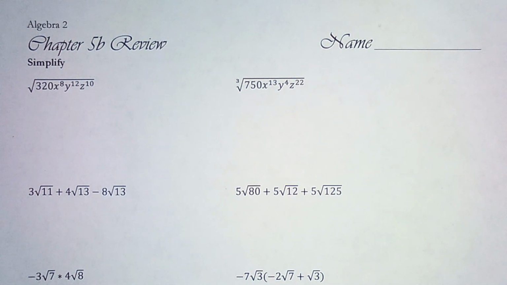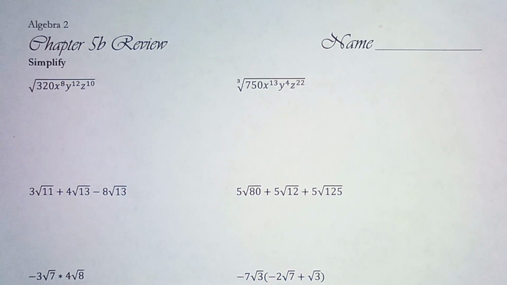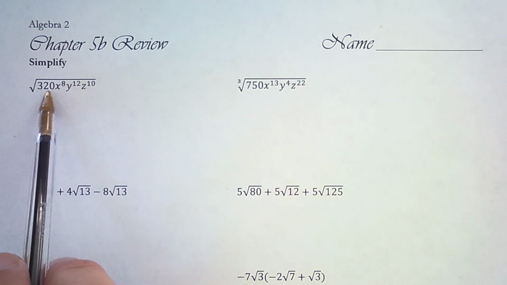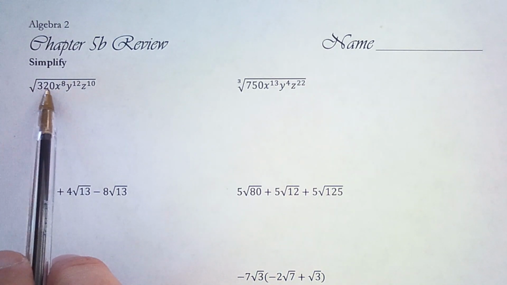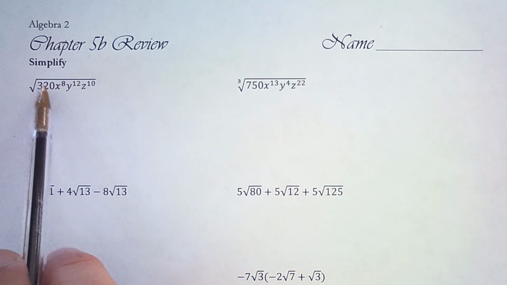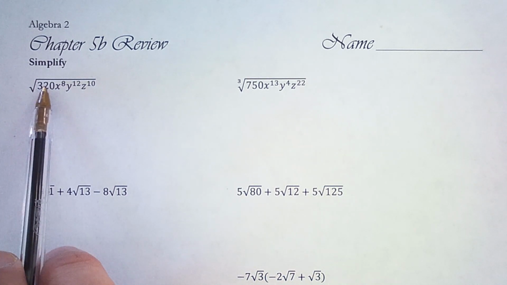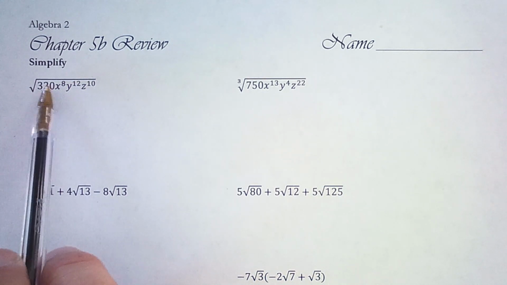Like 4 is square because it's 2 squared. 9 is 3 squared. 16 is 4 squared. When I look at this number, I see 32 times 10. And if 32 goes in, then half of 32, 16 would go in, and 16 is a square number. So I could use 16.